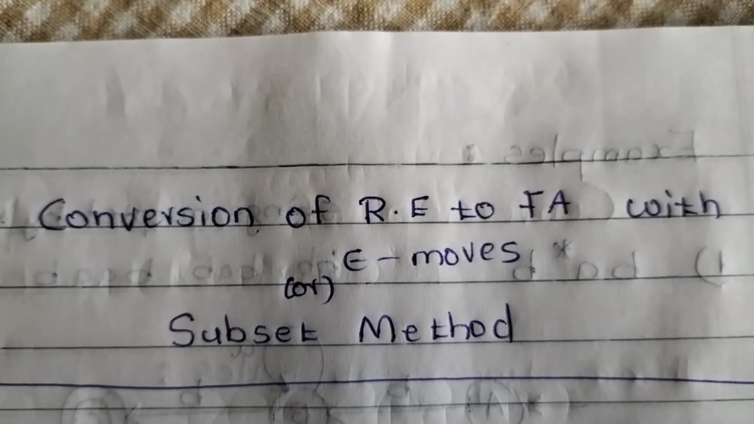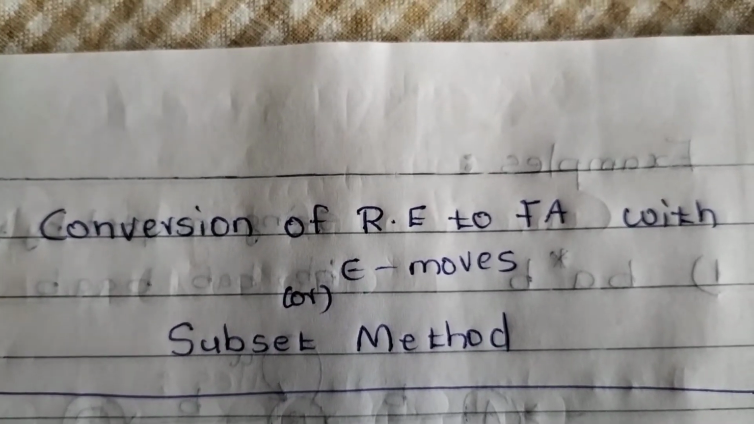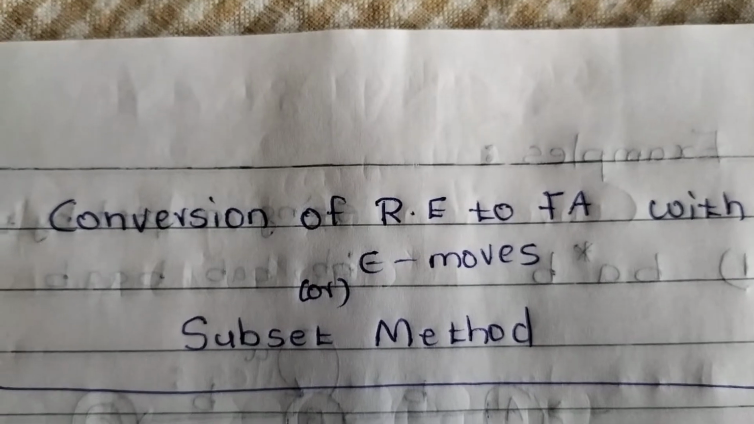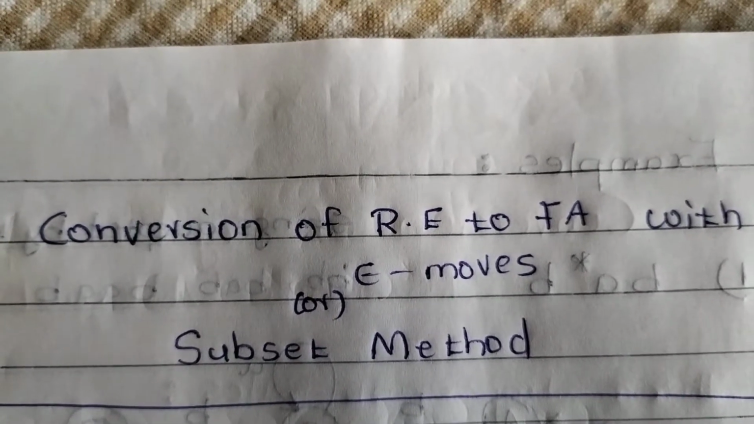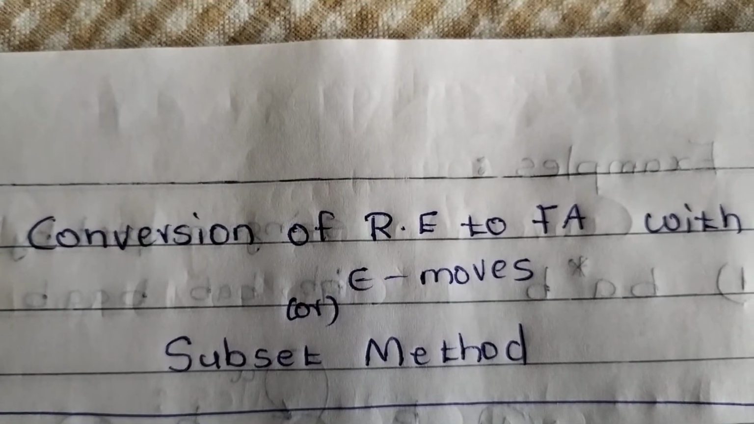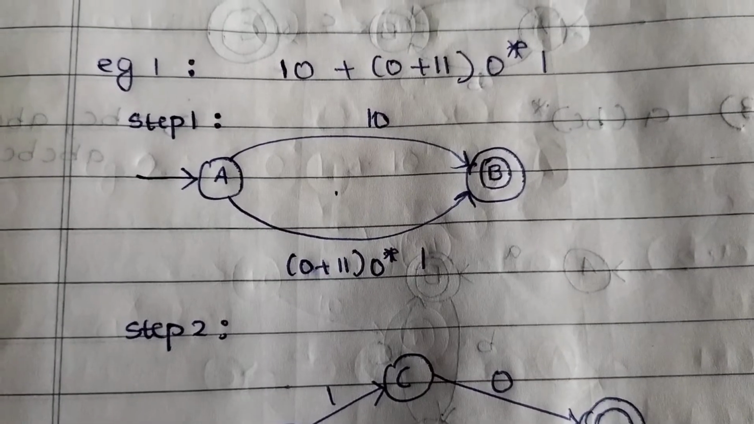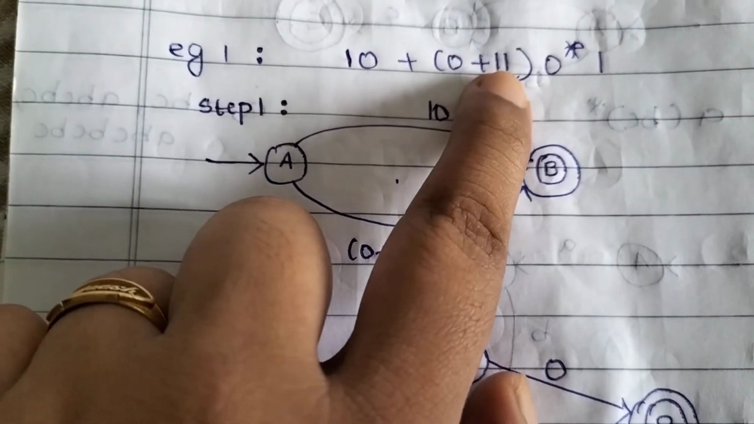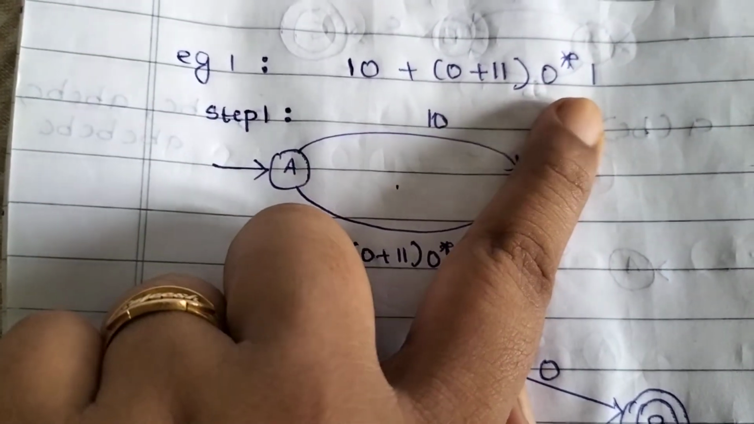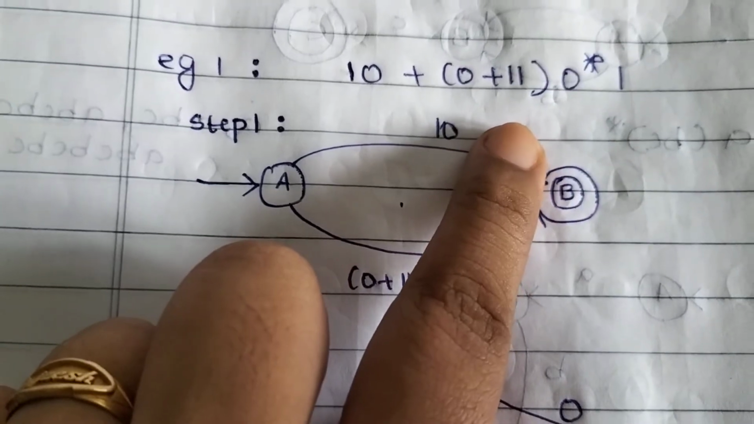Friends, today we will see another method, the subset construction method, which we will use for converting a regular expression to a finite automata. Consider the example 10 + 0 + 11 0* 1. So this is the given regular expression.